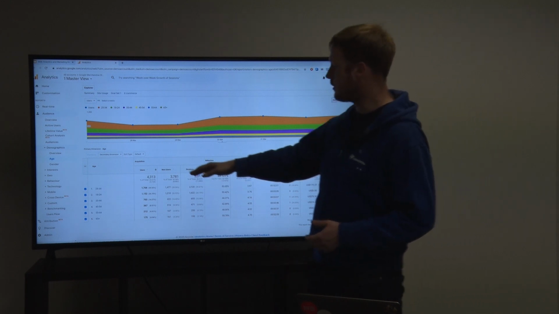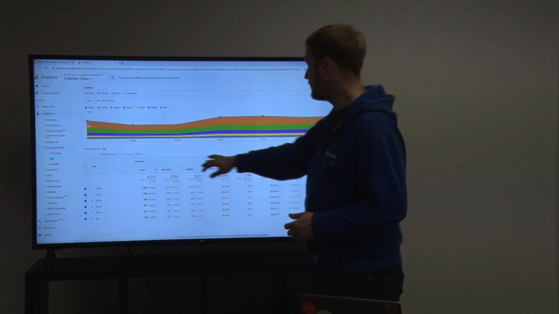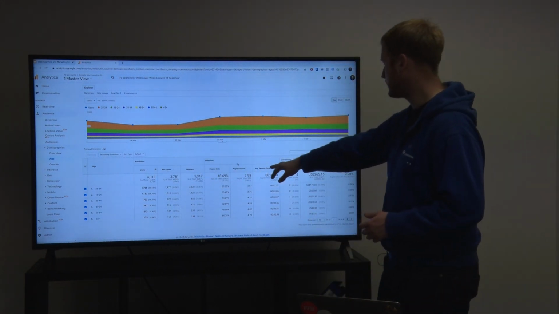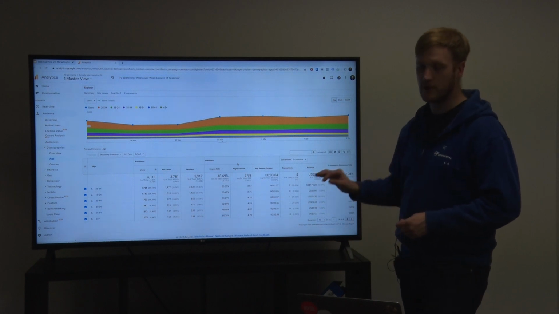It really depends on what kind of permissions people give to the website and what is possible to be collected. So here again, we talked about dimensions. In this case, the dimension is age, and the metrics are users, new users, sessions, bounce rates, and so on, to transactions, revenue, and e-commerce conversion rate as well.